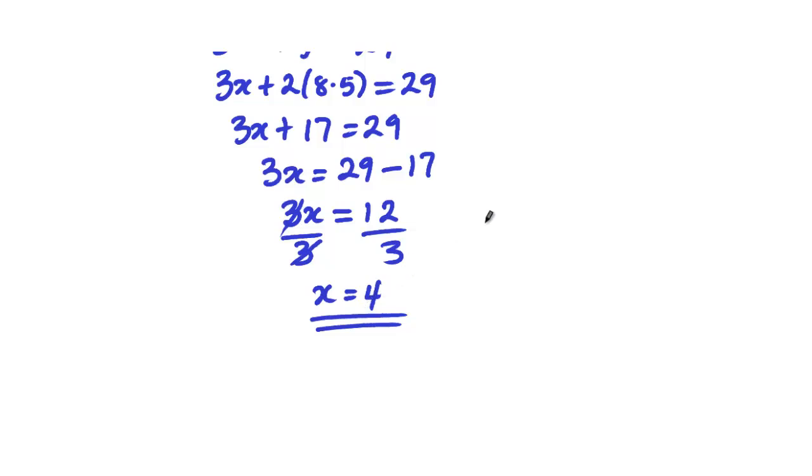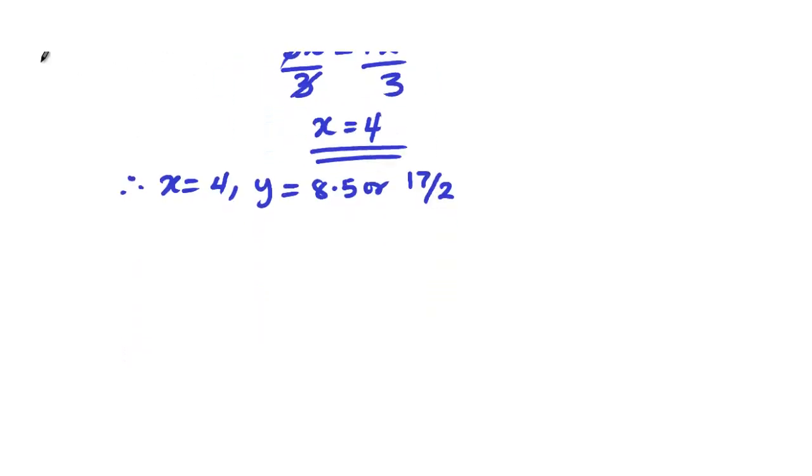And 12 divided by 3 is equal to 4. So therefore, we can say that x is equal to 4 and y is equal to 8.5 or 17 over 2. So if we write it in coordinate form for the SAT student watching this, it's often written as x comma y, which is equal to 4 comma 17 over 2.